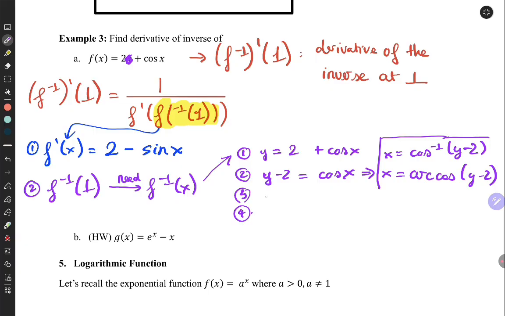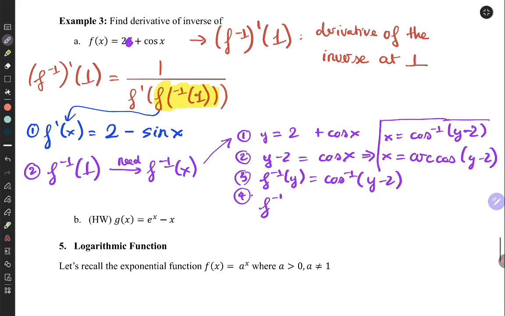Step 3, the inverse: y equals inverse cosine of y minus 2. Step 4, the inverse of x, which is inverse cosine of x minus 2.